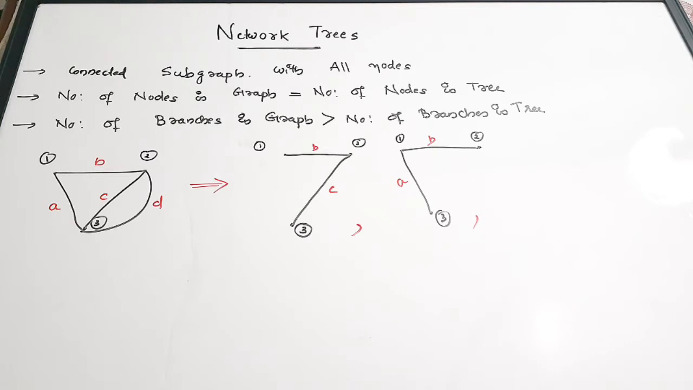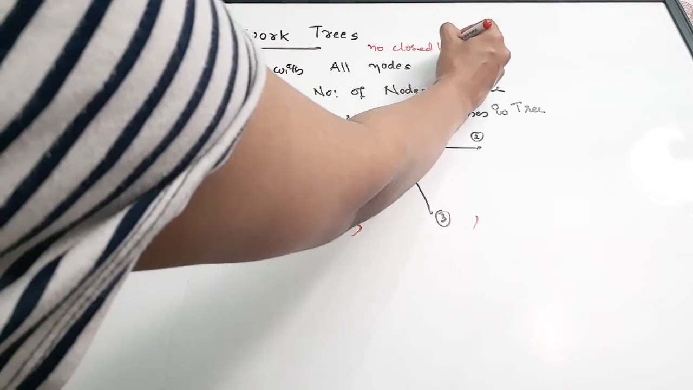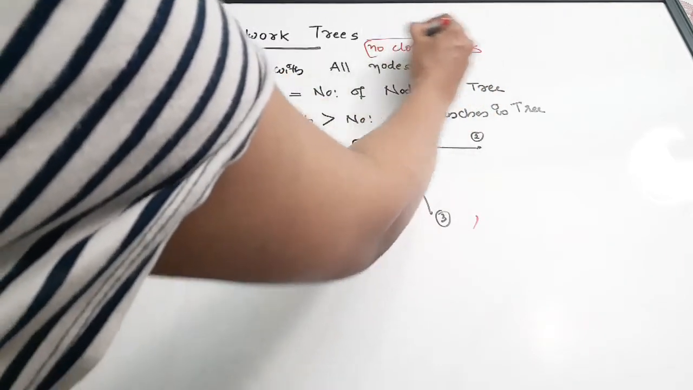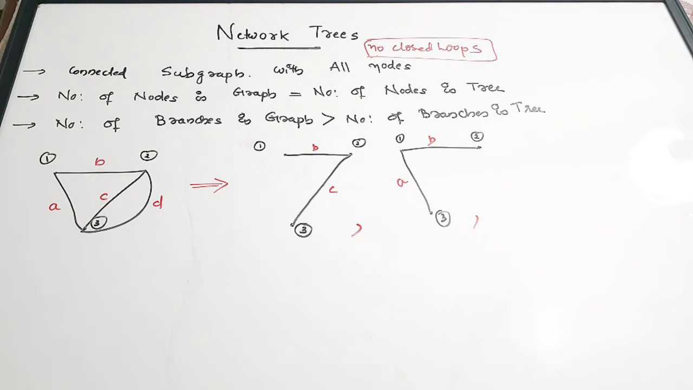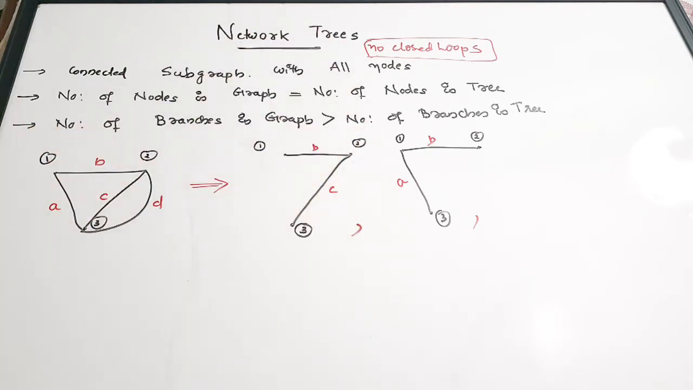Another important point which I forgot to explain while explaining the basics is that when we draw a tree structure, there should not be any closed loop. Mark it as a very important point: no closed loops should be present inside a tree structure. When we draw a graph, there can be loops. See, this is a loop. ABC is a loop, and CD is a loop. But in a tree, you cannot find any loops. That is the basic difference between a graph and a tree.